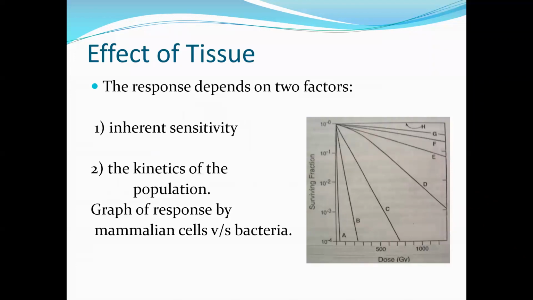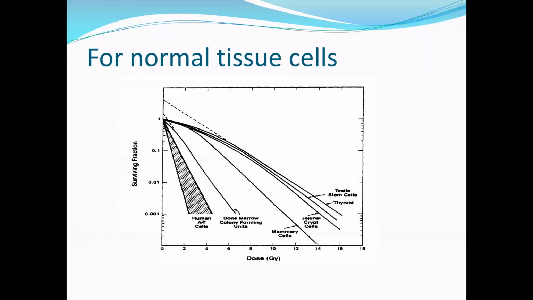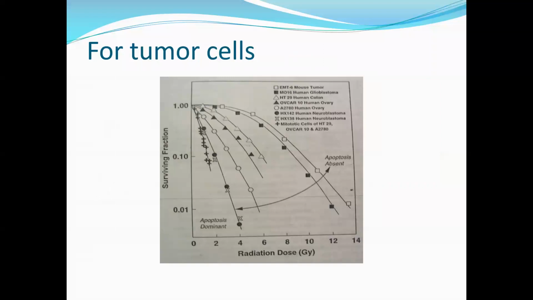Now, coming to the effect of tissue. The response depends on two factors: inherent radiosensitivity and kinetics of the population. For normal tissue cells, depending upon the different cells, as you know, alpha by beta varies. Normal tissue radiation sensitivity varies. For tumor cells, again, if you have any doubt which is more sensitive, refer to the alpha by beta table. Higher the number, higher the sensitivity.